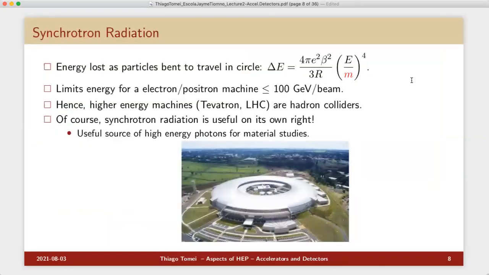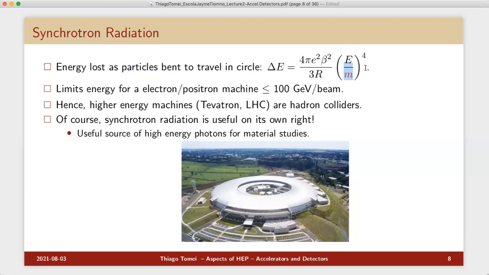So in slide number 8, when I said synchrotron, it should have dawned on some of you the word synchrotron radiation. And when I said accelerator, some of you should have noticed that we have an actual state-of-the-art accelerator here in Brazil. You know that I'm talking about the one in Campinas. So, synchrotron radiation, you know what it is, right? If you have charged particles bent to travel in a circle, you can calculate how much energy they lose to Bremsstrahlung. And it's this formula here.